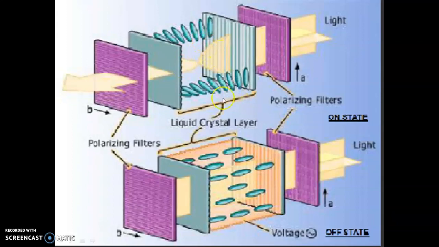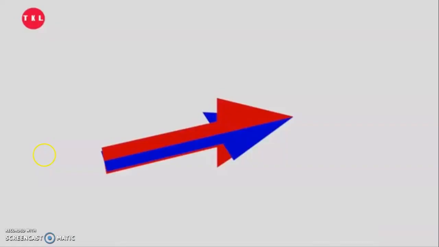When there is no supply voltage, these liquid crystals are at random positions. But when the supply voltage is given to them, all the liquid crystals get aligned. So let's see how the liquid crystal display works.